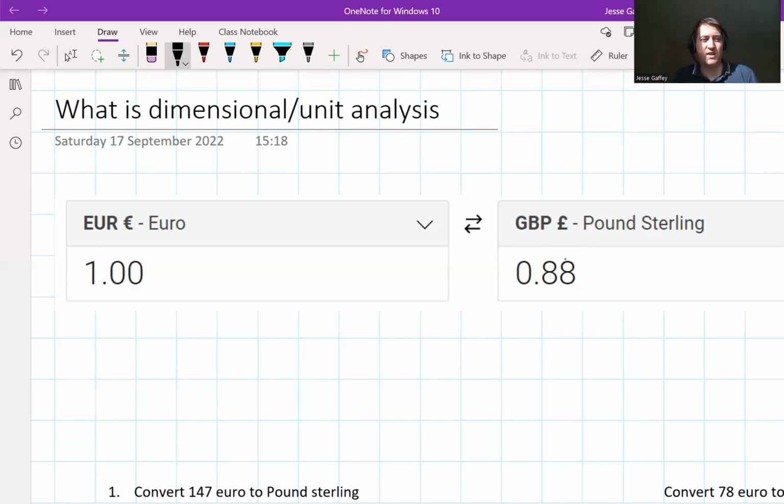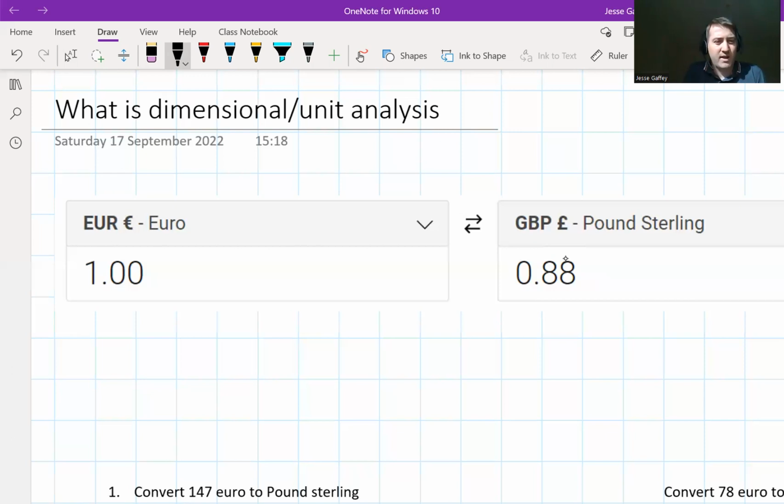Okay, so here is the exchange rate. I just got this from Google today. And what this tells us is that there is €1 for every 88 Great British pence. Or if you like to put those numbers up to 100, we could say it's €100 for every 88 pounds. Okay, so most people would understand that idea.